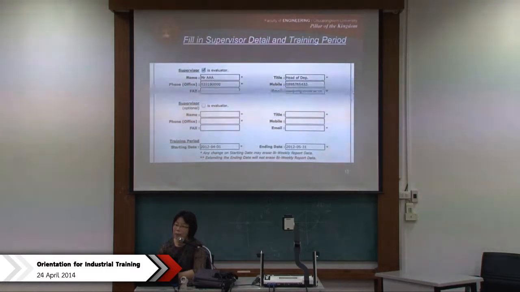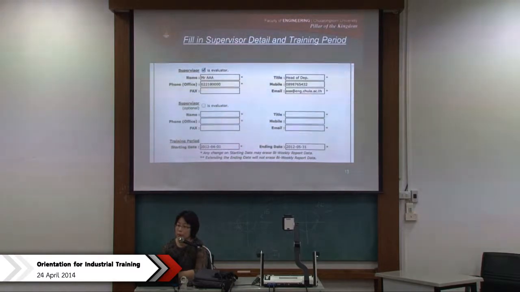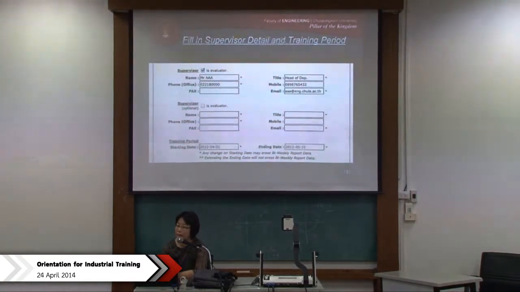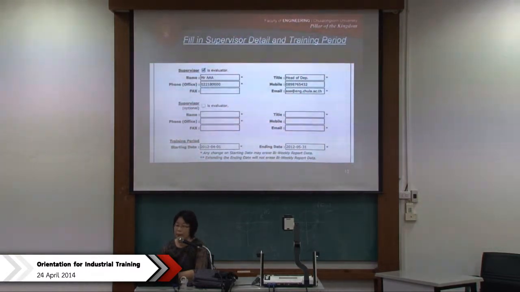Next is the supervisor detail. If you have more than one supervisor, you can tell us all the supervisors that you have, but you have to mark who is the evaluator for you, because later we will ask for their evaluation by sending mail to that email directly. So for the evaluator, you have to fill it in, as the asterisk mentions that it is a required field. If you don't know yet, you have to find that out and fill this in for us.